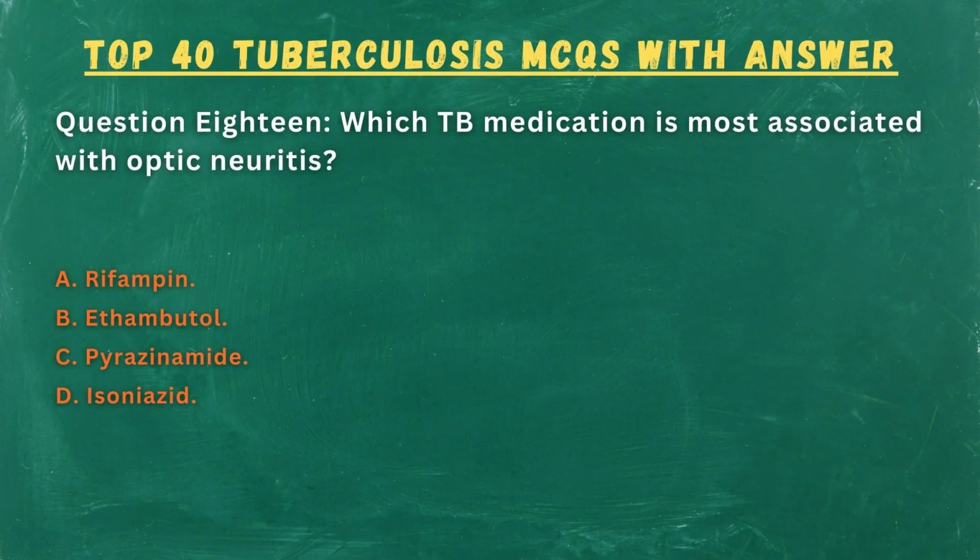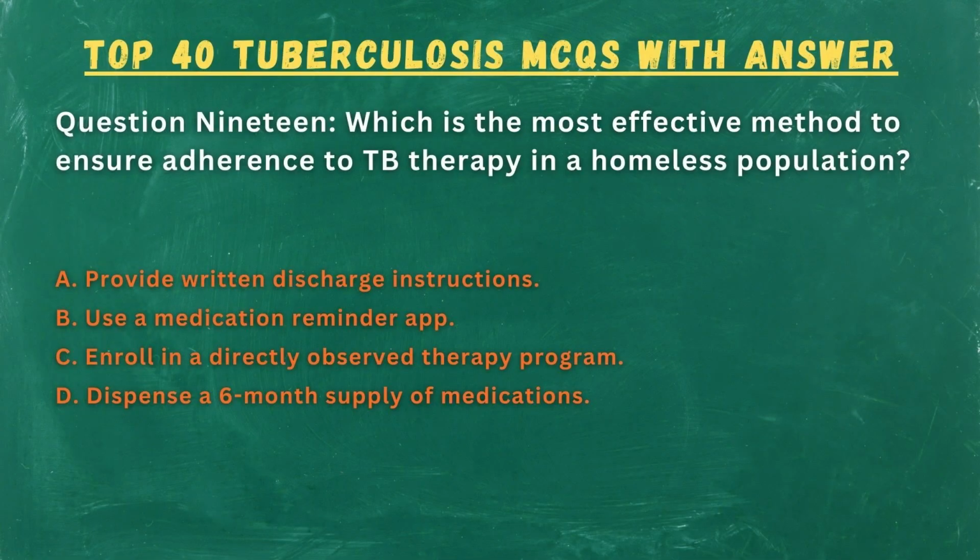Question 18. Which TB medication is most associated with optic neuritis? A. Rifampin. B. Ethambutol. C. Pyrazinamide. D. Isoniazid. Answer: B. Ethambutol.